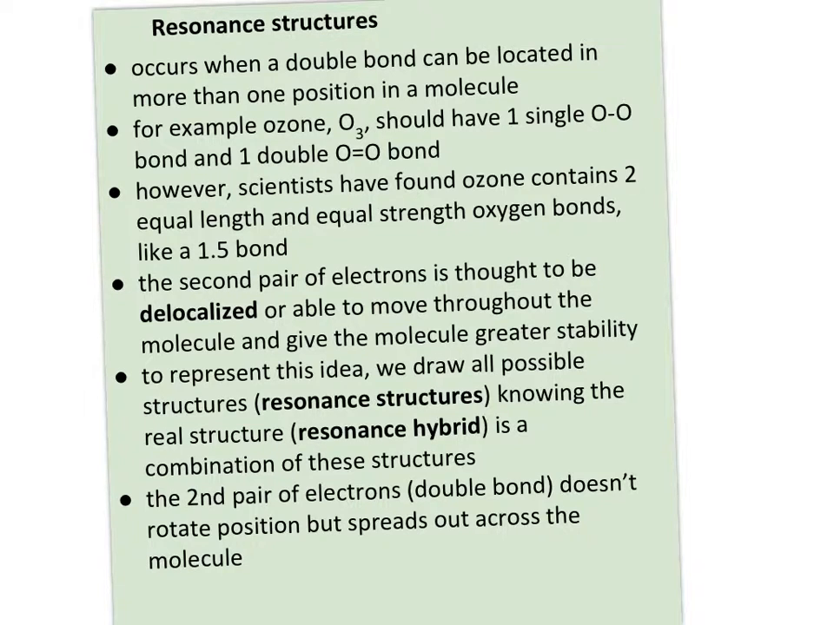So to represent this idea, the best we can do is draw all the possible structures, called resonance structures, but keep in mind the real structure is actually a resonance hybrid. It's a combination of these two structures. That second pair of electrons, or that double bond, isn't rotating between the two places, but instead that extra pair of electrons is spreading out across the molecule, delocalizing.